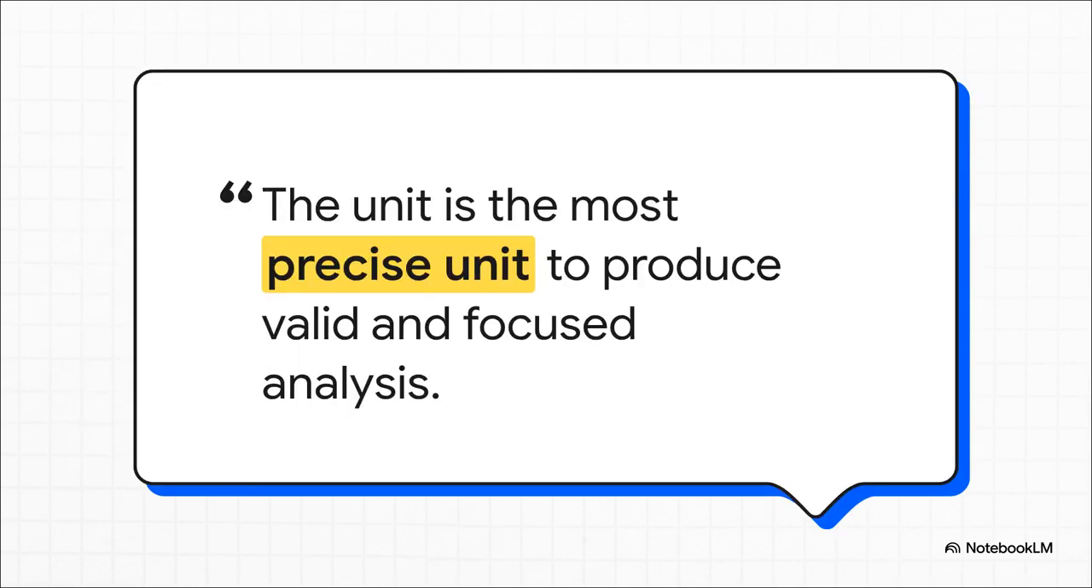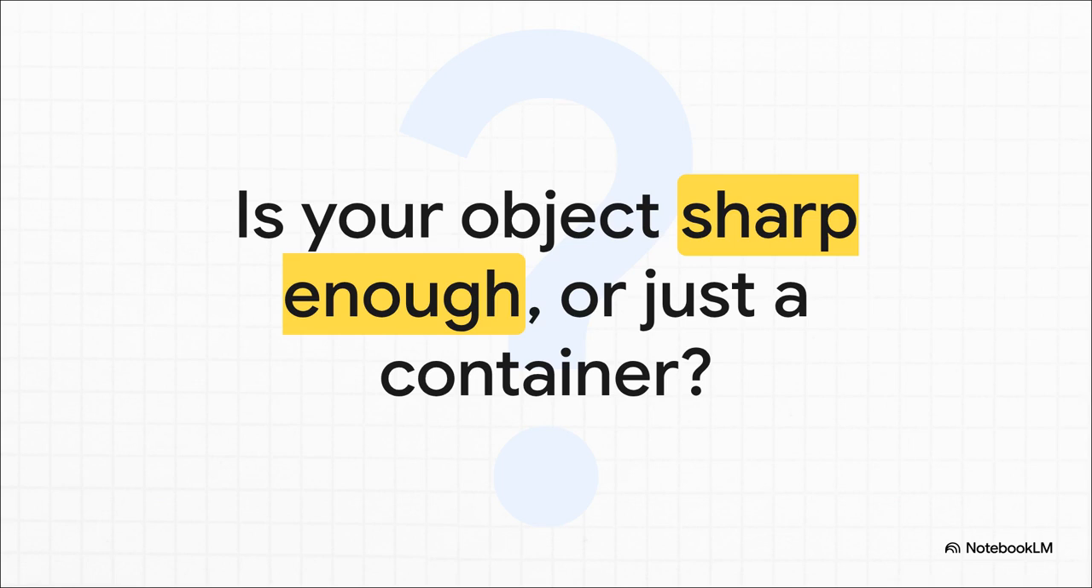If you remember only one thing from this explainer, make it this. The translatable unit is not just whatever can be translated, but the most precise unit to produce valid and focused analysis. Seriously, precision and strict boundaries are the only differences between a frustrating, never-ending thesis and a highly successful, fast-moving one. So, I'll leave you with this final, somewhat provocative question. Is your research object truly sharp enough right now, or is it secretly still just a container?